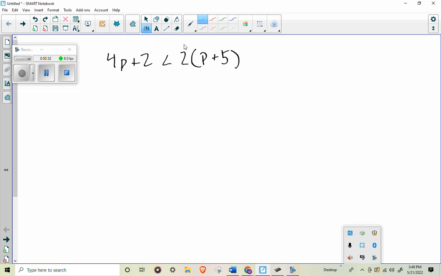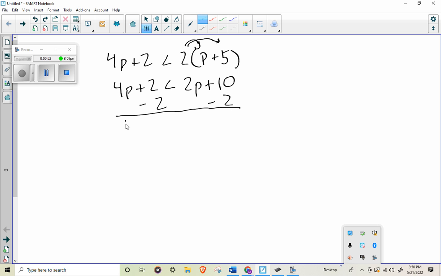Let's go ahead and distribute that 2. Not doing anything with this side. 4p plus 2 is less than 2p plus 10. Okay. Now again, I got to get all my p's on one side and all my numbers on the other. I'll subtract 2 here. I'll subtract 2 here. And I'm doing this step by step. If you want to do more than one step at a time, that's fine.